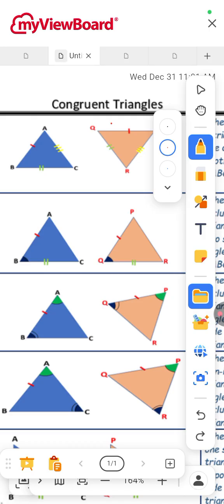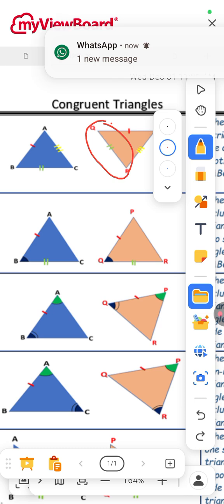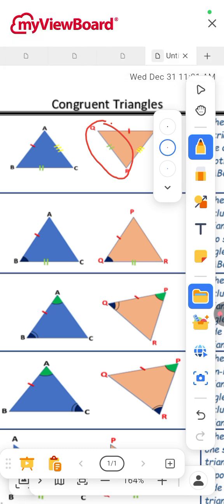Okay, then looking at it here as well, the side BC was stroked twice here. Then side QR also two times. So that's telling us that they are also equal. Then the side AC and the side RP. So it means that three sides there are equal. Yes, three sides are equal.